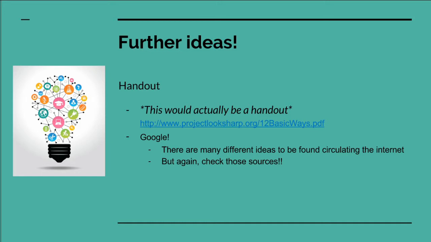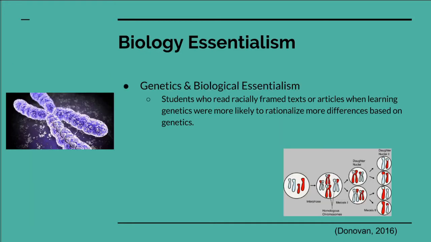And then after the activity, I will go into the next part. And this is just a small part. I'm going to talk about biological essentialism. Genetics and biological essentialism is when a student reads a text that is written in a way that is racially framed. It is written so that it says something along the lines, and this is a made-up statistic, that 20% of African Americans will commit a violent crime in their lifetime. And this is based on a gene found in them.